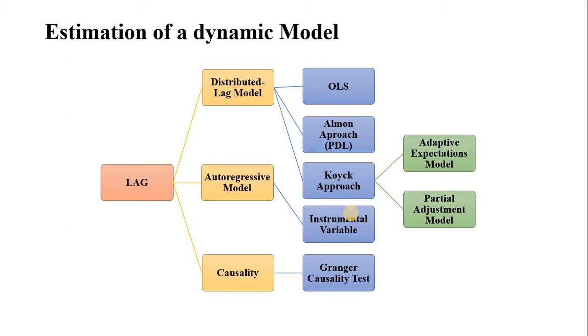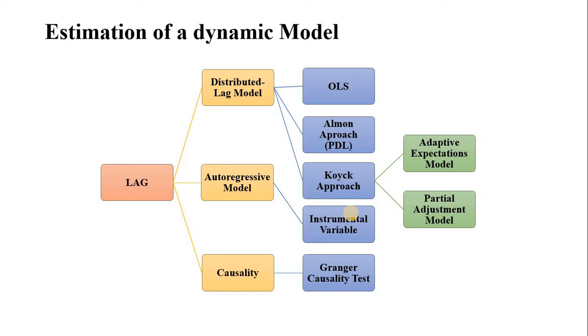Similarly, we have the Koyck model, and this Koyck model is based on certain assumptions. Assumptions like all the betas having the same sign: if beta is positive, then all the remaining betas will be positive, and if beta is negative, all remaining betas will be negative. So all of these slope coefficients have the same sign. Similarly, they decline geometrically. These are the assumptions of the Koyck model, and if any of these assumptions are violated, then the Koyck model will not work.